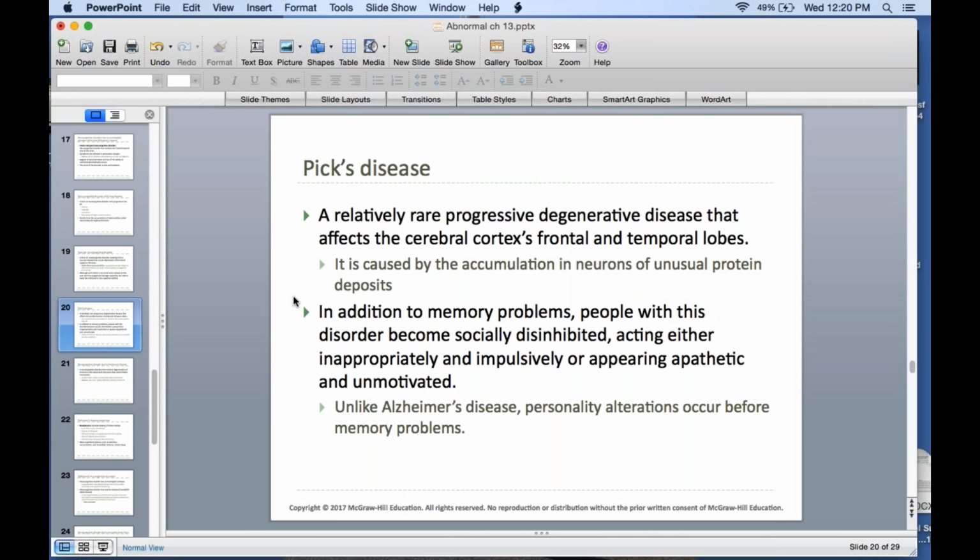The next one we're going to talk about here is Pick's disease. This is a pretty rare, progressive dementia. It affects the cerebral cortex's frontal and temporal lobes. It seems to be caused by the accumulation in neurons of unusual protein deposits. With Pick's, in addition to memory problems, people with this disorder become socially disinhibited. They act either inappropriately or impulsively. They appear apathetic or unmotivated. So they become really inappropriate.